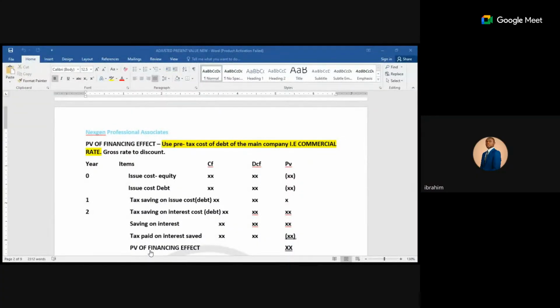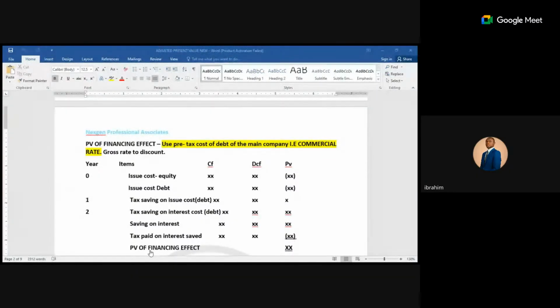Class, you need 50,000. For you to get 50,000, it will cost you 10,000. The total gross amount needed is 60,000. The 10,000 is what we call issue costs. And it is assumed to be in year zero because you've not started the project, you just borrow. Then, when you start the project, we will now have what we call the tax savings on issue costs.